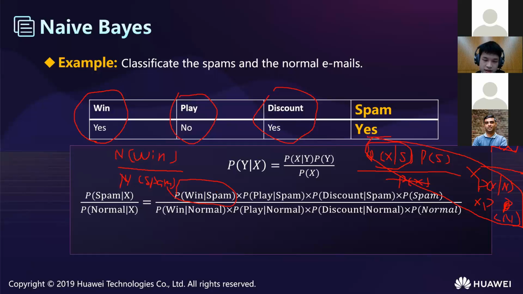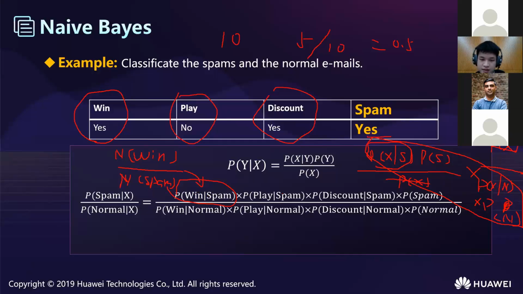And then we can get this probability. Can you understand? For example, there are 10 spam emails in the data set, and 5 spam emails include the word win. So the probability of win given spam, we can use 5 divided by 10. So that is 0.5. Can you understand? Yes. That is the same as calculating the probability of play given spam, or discount given spam.